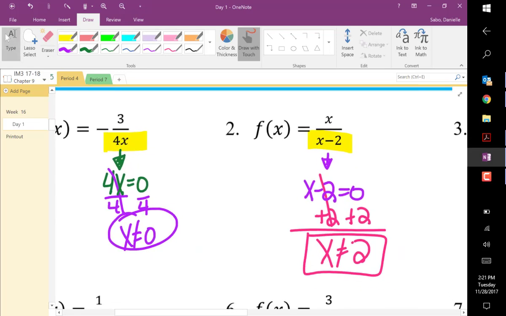Why is it always equal to 0? Because if you have 0 on the bottom, it doesn't exist. And that's what you're trying to find. Where are we going to have a hole? Where are we going to have this thing called an asymptote, which we'll learn soon.